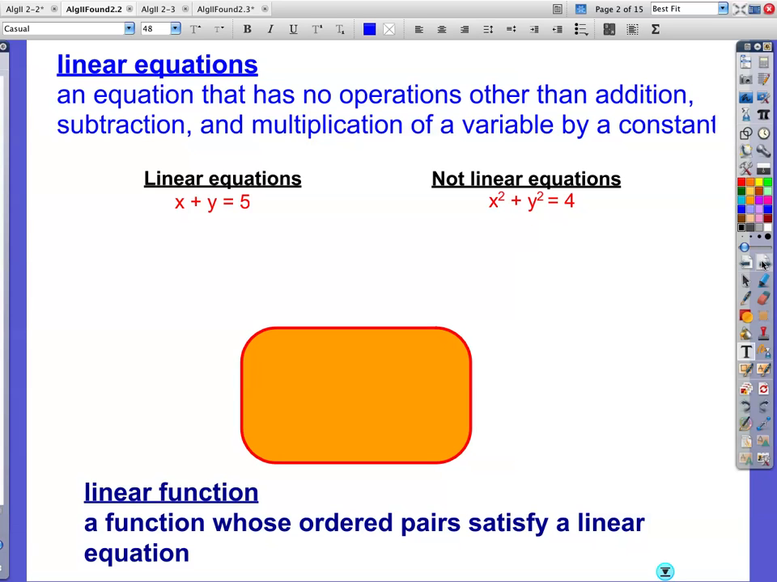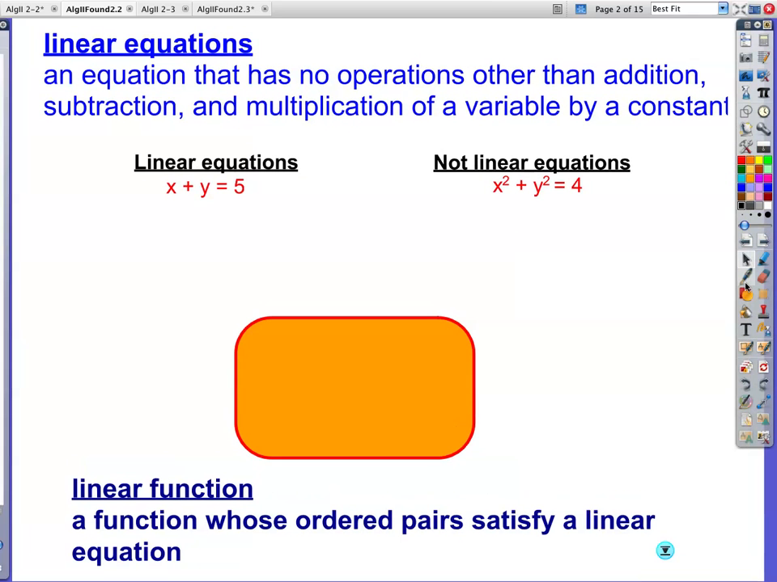Let's jump down to the bottom. A linear function is a function whose ordered pair satisfies a linear equation. Oh yeah, that's really helpful. So we have all kinds of different relations between numbers. One of our special relations right now is what we call a linear relationship. And when it's linear, it is a function. So we say it's a linear function.